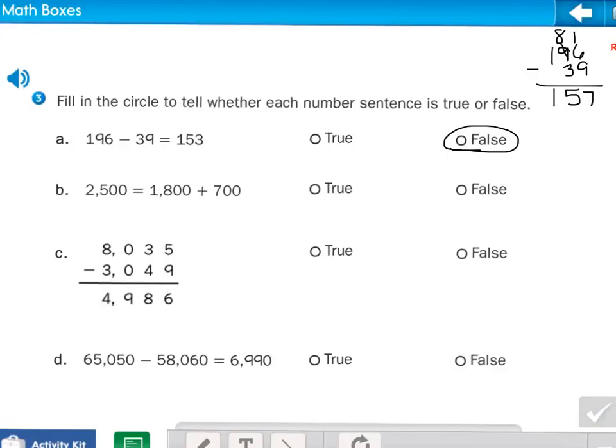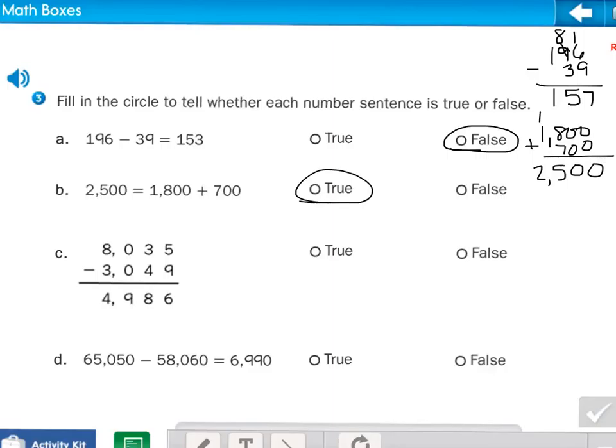B says 2,500 equals 1,800 plus 700, so I'm going to take that 1,800, add 700, 0 plus 0 is 0, 0 plus 0 is 0, 8 plus 7 is 15, and 1 plus 1 is 2. So 2,500, that one is true.